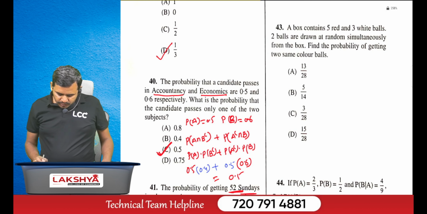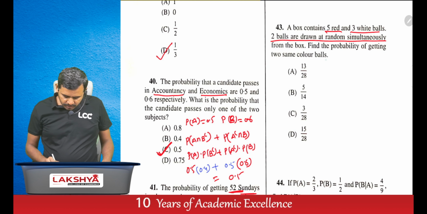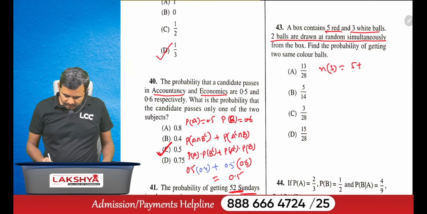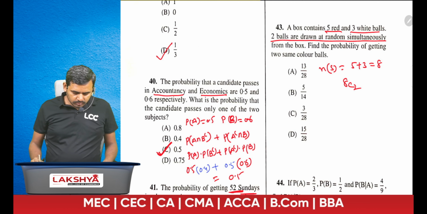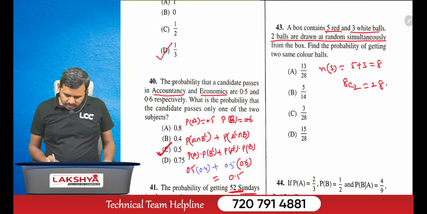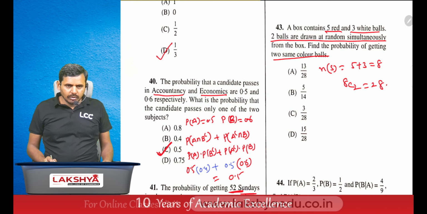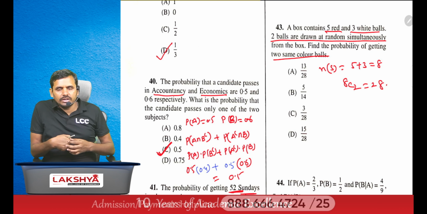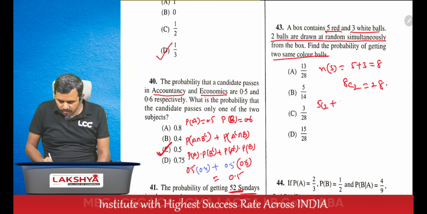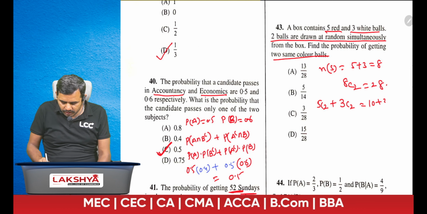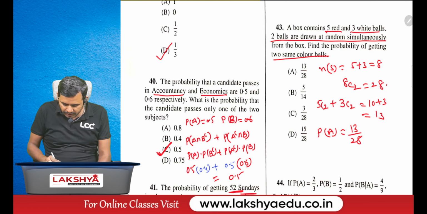Next, a box contains 5 red and 3 white balls. 2 balls are drawn simultaneously. Therefore, n of S is equal to 5 plus 3, which is 8, hence 8C2, which is equal to 28. 2 balls are drawn randomly from that box. Find the probability that the 2 balls are of the same color. 2 balls of the same color means 2 balls are white or 2 balls are red. 2 balls are red means 5C2, otherwise 2 balls are white means 3C2. 10 plus 3, which is equal to 13. Therefore, probability of A is equal to 13 by 28. Hence, right answer is A.